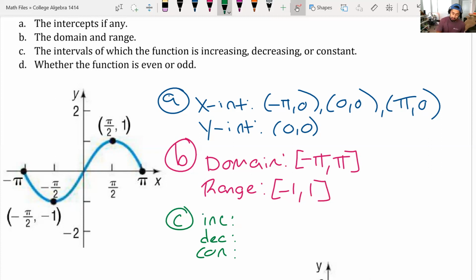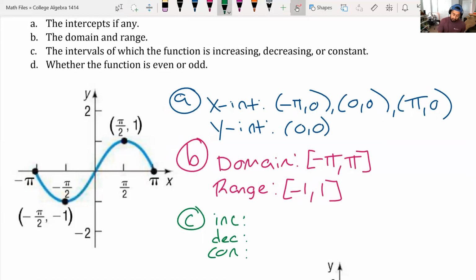So looking at the graph on the left, from negative pi to negative pi over 2, right? From this stretch of graph, it looks like the function is decreasing. So we'll say that in the decreasing part, negative pi to negative pi over 2, the function is decreasing.